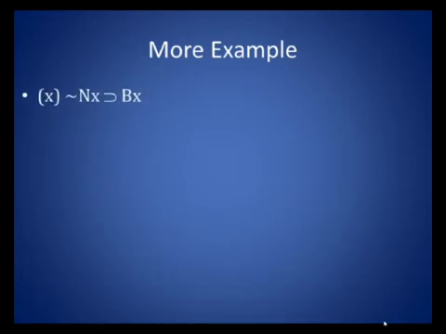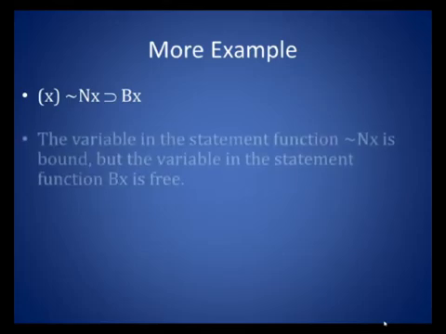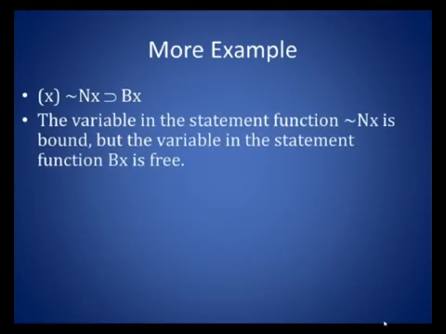So let's look at this one. For all x, not nx, implies bx. Again, this one should be fairly straightforward, but the variable in the statement function not nx is bound, but the variable in the statement function bx is free, and that's because, again, quantifiers only govern those statements immediately to their right. Now, had I had parentheses around this entire conditional, then that would mean the whole thing was bound by that x. But since I do not have parentheses, it's the case that only the not nx is bound.